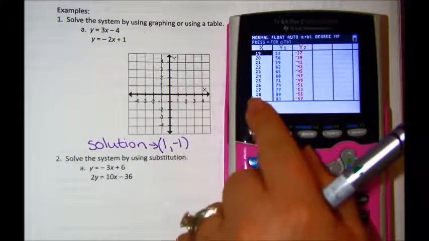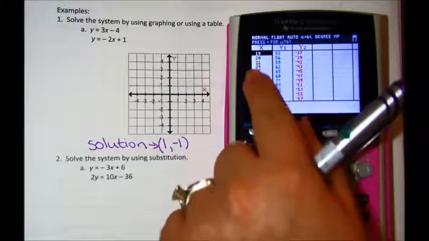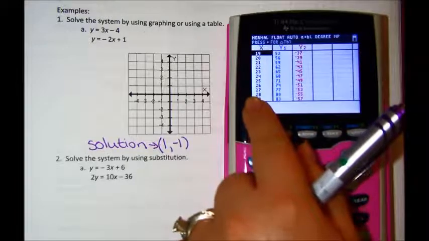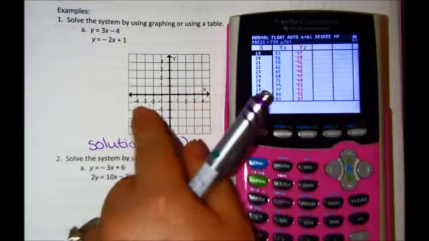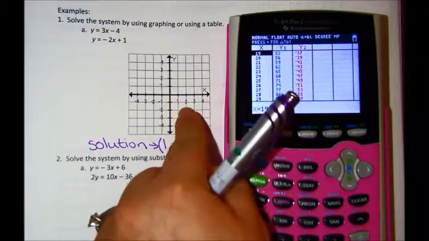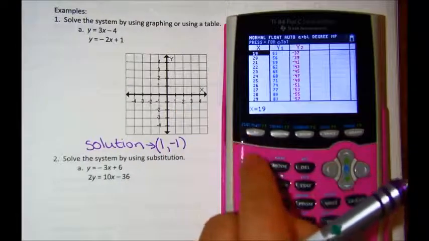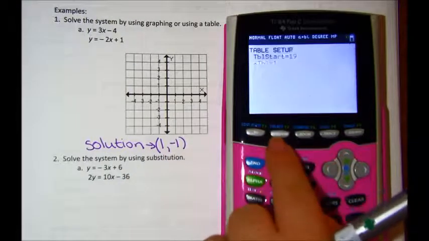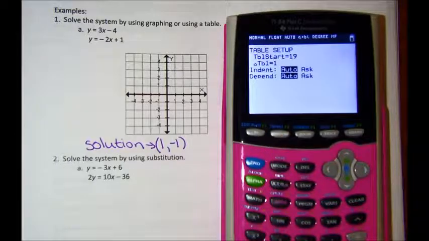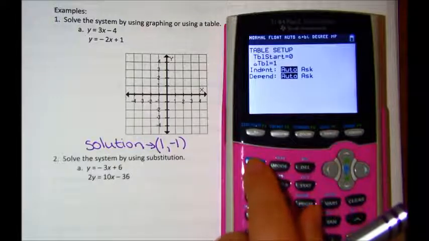If you find that your x values are large or are different from what's found on the x values on our table, remember, you can change those by going to Second and Table Set and select an x value that's found on your graph, like 0. Then return back to your table.